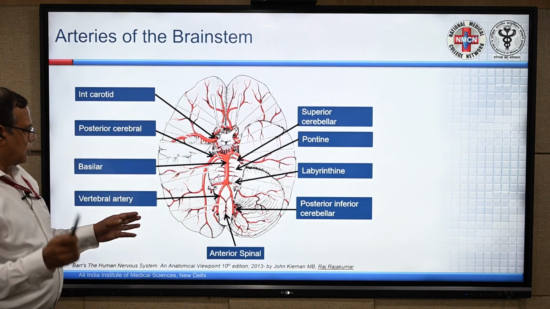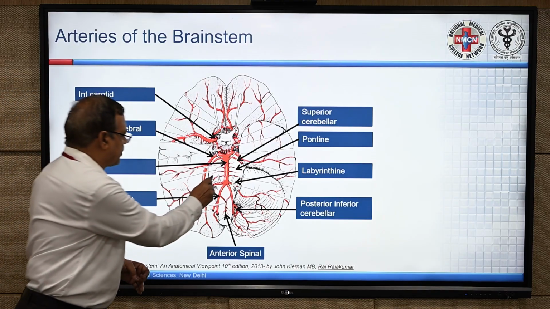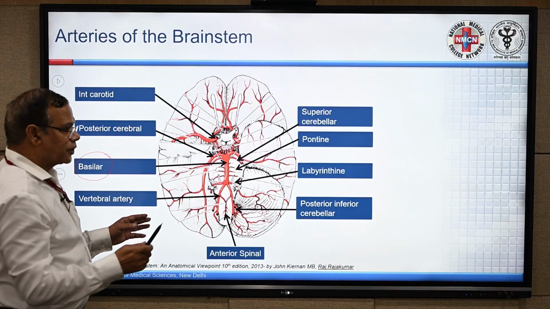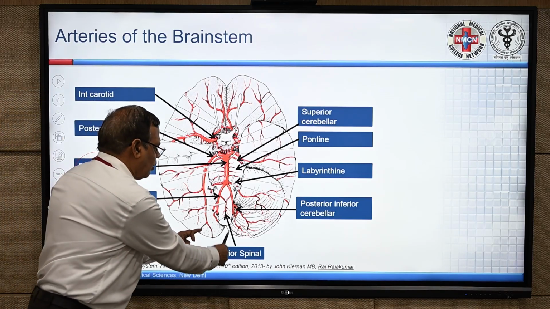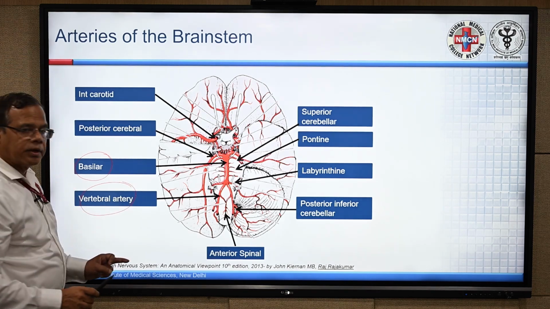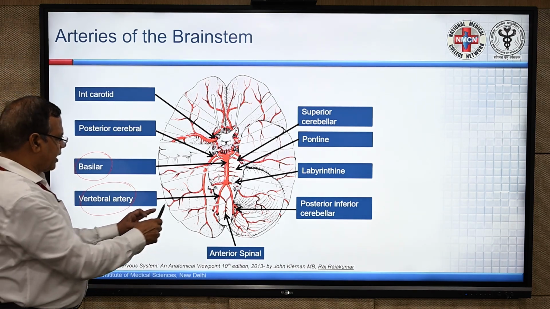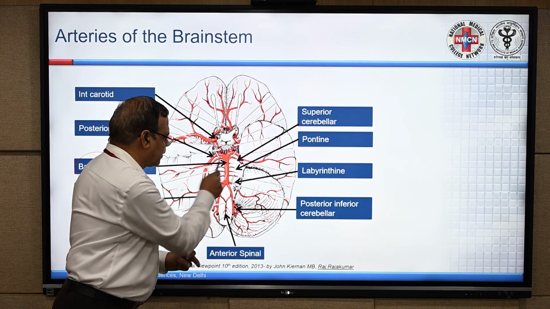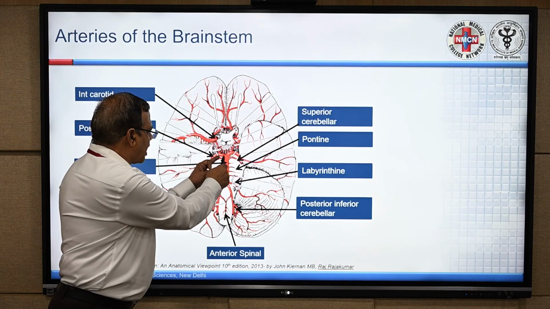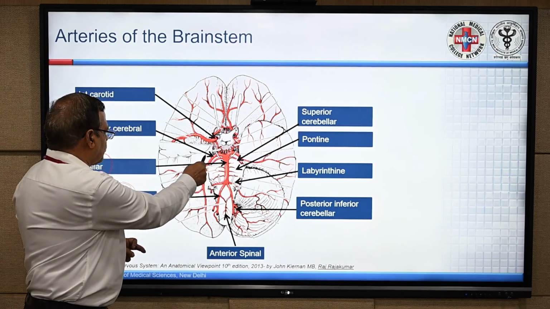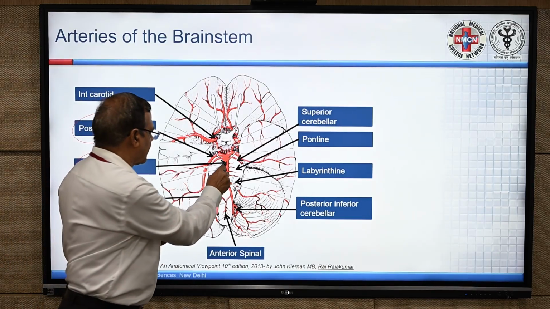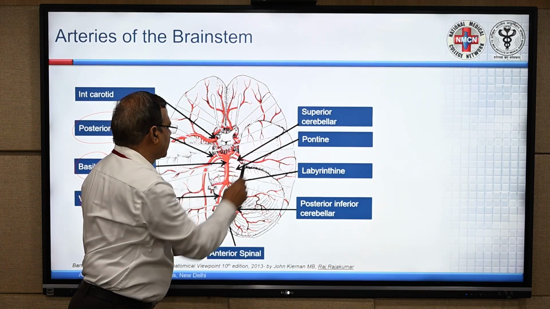Arteries of the brainstem. Already we have mentioned the basilar artery. So we have to know the basilar artery, how it is formed. It is formed by the joining of the two vertebral arteries which come from the lateral surface. Then at the inferior border of the pons, they join to form the basilar artery. It terminates as the posterior cerebral artery. Before termination, it gives another branch called the superior cerebellar artery.